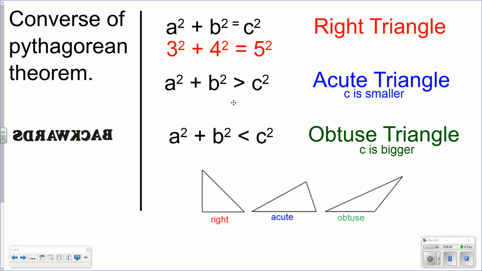If I plug in numbers and it's greater than c squared, then c is small. For example, 4 squared plus 6 squared is greater than 7 squared, so c is small. 16 plus 36 is greater than 49. That means the triangle is acute. If I plug in numbers, and it's less than c squared, meaning c is bigger, it means it's an obtuse triangle.